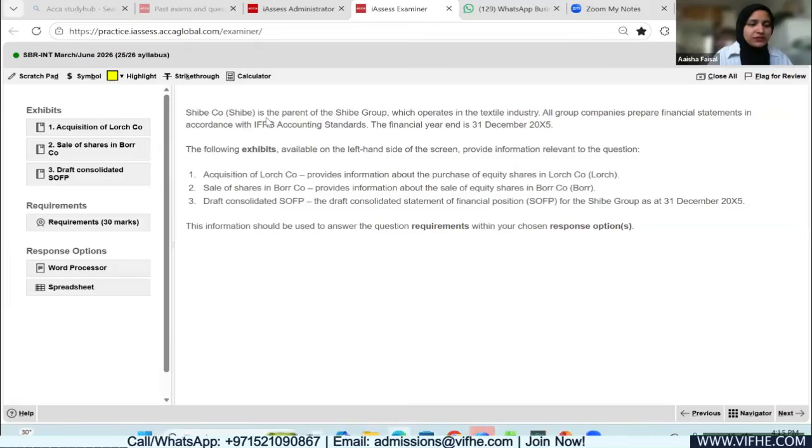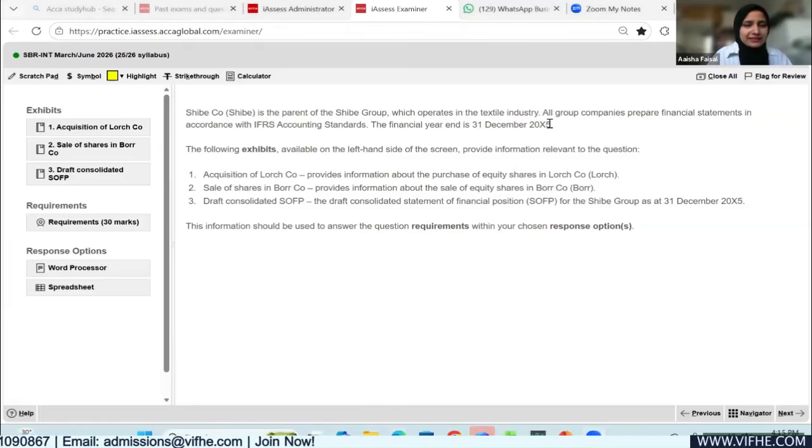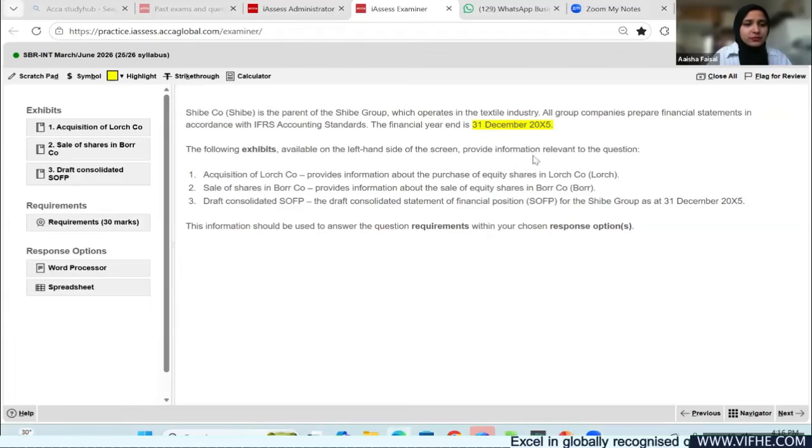Shibe company is the parent of Shibe Group, which operates in the textile industry. All group companies prepare financial statements in accordance with IFRS accounting standards. The financial year end is the 31st December 20x5, which is your calendar year end. Fine. The following exhibits available on the left hand side of the screen provide information relevant to the question.